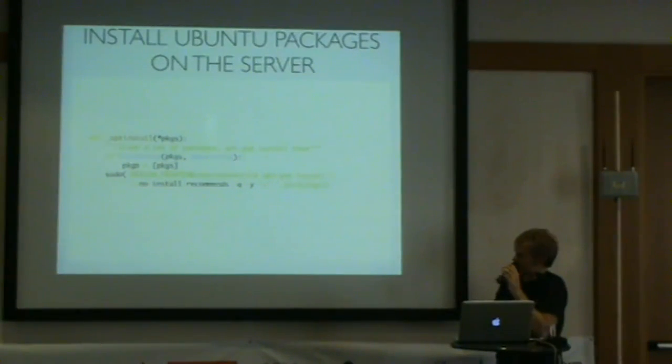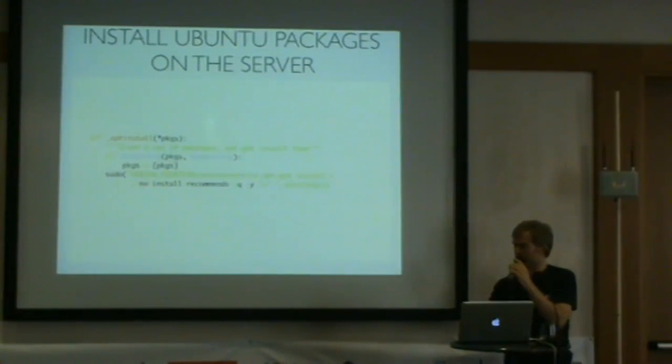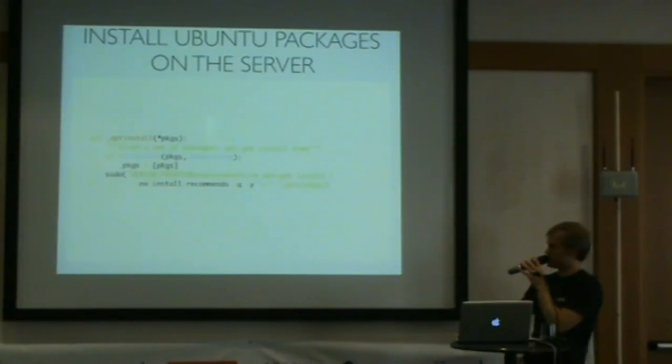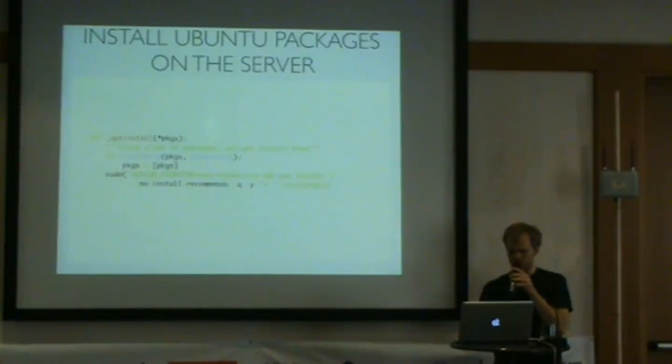And this is what the apt install method looks like. Basically, it just gets that list of packages and calls sudo. And we could just use run since we're doing this as root. And you have to remember to set DEBIAN_FRONTEND equals noninteractive, or else some things like postfix will prompt you for all kinds of stuff. So you have to make sure that there's no interactivity when you install packages in this way.